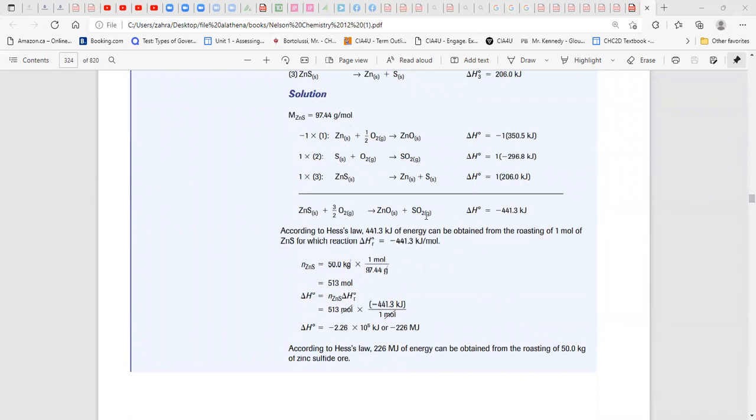You add them up, you get the target. So it's good that you add your delta H to get the delta H of this reaction. Knowing that, you convert 50 kilograms to moles. This is a kind of molar enthalpy, because 1 mole of ZnS will produce that much energy. So you have the molar enthalpy and the moles you found; multiply them, and we get the delta H released by 50 kilograms, like that.